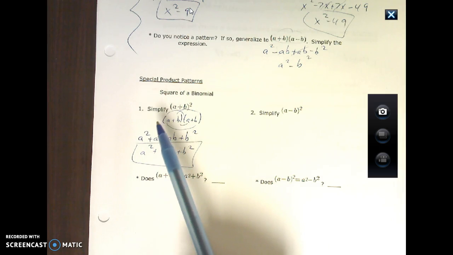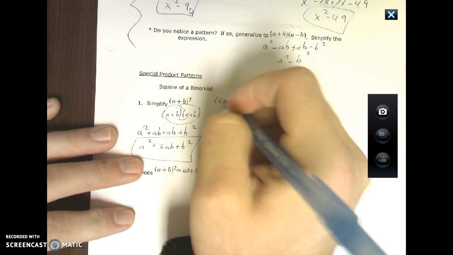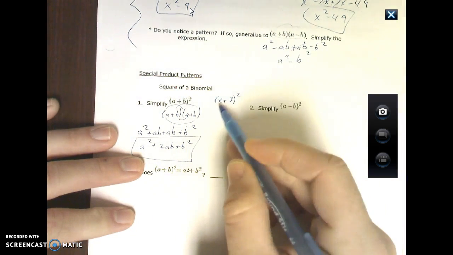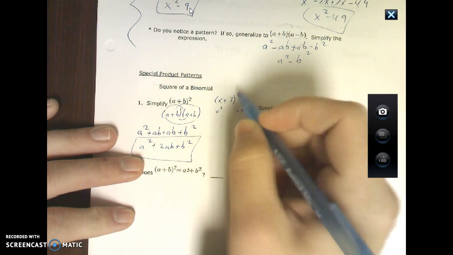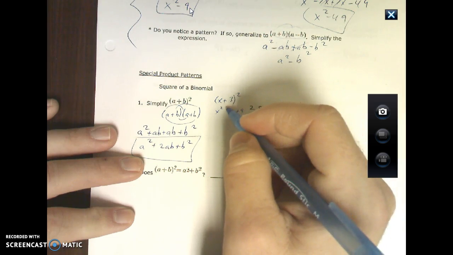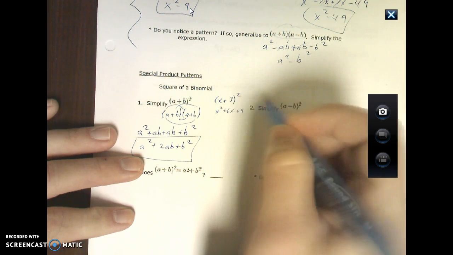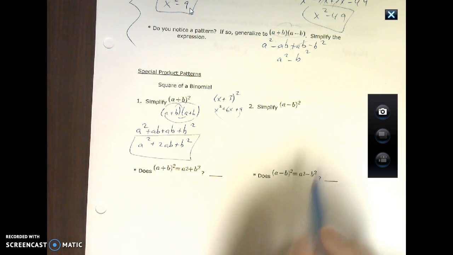I think I explained this in the last video, but if you ever have anything, for example, x plus 3 squared, square the first term, square the last term, and to get the middle term, you do x times 3 times 2. 3 times x is 3x times 2 is 6x. Boom, there's my answer. Little to no work. Like I said, this is a shortcut unit.